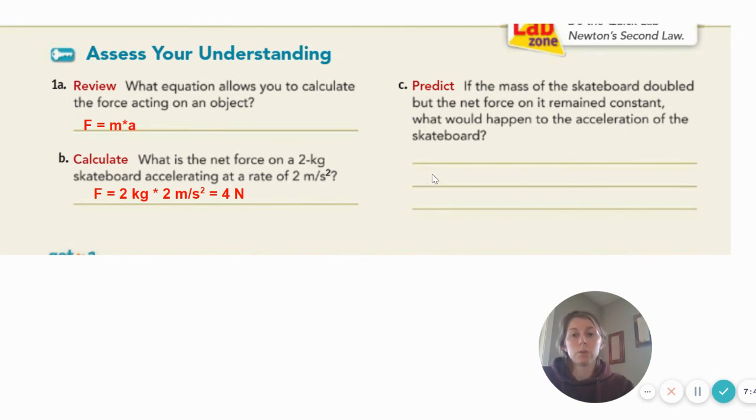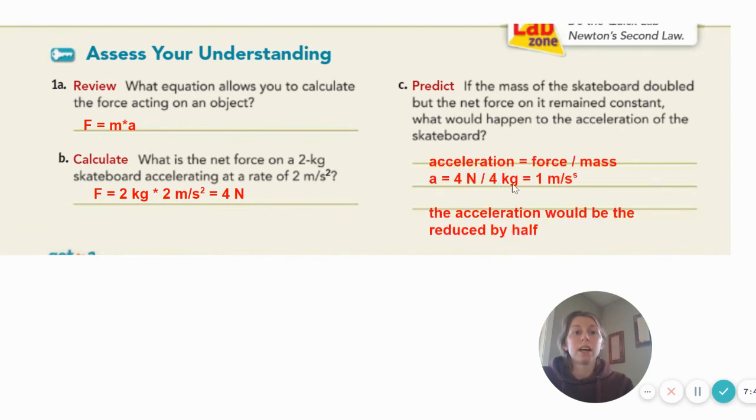So a equals the force, which we kept the same, 4 N, divided by the mass, which we now said is doubled, so 4 kilograms. Our acceleration is now 1 meter per second squared. That should be a 2. Sorry, the acceleration would be reduced by half. Before, with the 2 kilogram skateboard, you were moving at 2 meters per second squared. With the same force but more mass, it's now only 1 meter per second squared. So it's going at a slower pace.